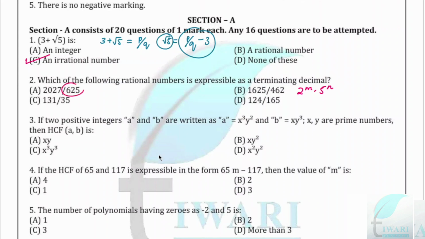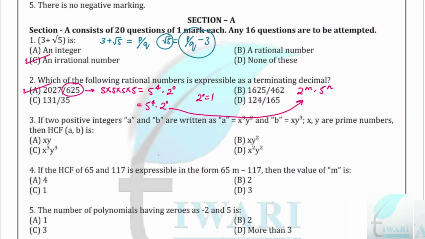The denominator is 625. So 625 can be written as 5 into 5 into 5 into 5, that is 5 to the power 4. But we don't have 2 here or 2 to the power something. So what we do is, 2 to the power 0 is nothing but 1, because 2 to the power 0 is equal to 1. So 5 to the power 4, 2 to the power 0. So this can be written in the form of this formula. So option A is having a terminating decimal.